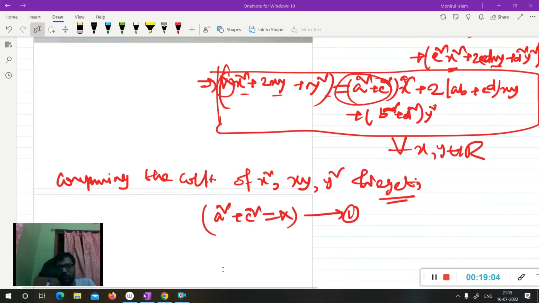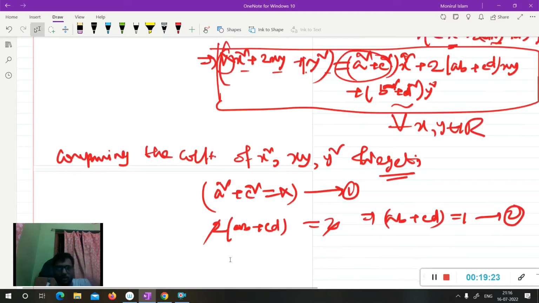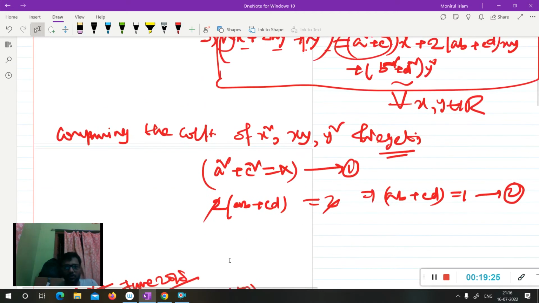And also the coefficient of xy gives 2ab plus cd equal to 2, which means ab plus cd equal to 1. This is number 2. The coefficient of y square will be b square plus d square, and this is 1. So we get b square plus d square equal to 1, number 3.